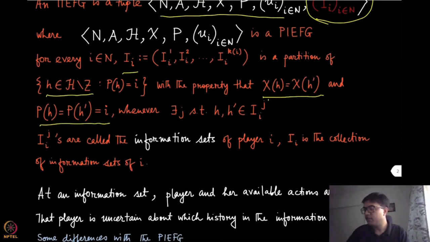Now, as we have already said, these IIJs are called the information sets for player I, and capital II is just a collection of all the information sets of I. So these individual sets are called the information sets. There could be a first information set, a second information set, and KI number of information sets for player I.